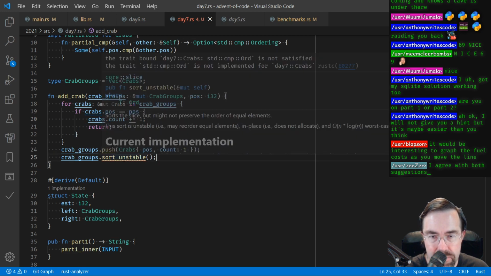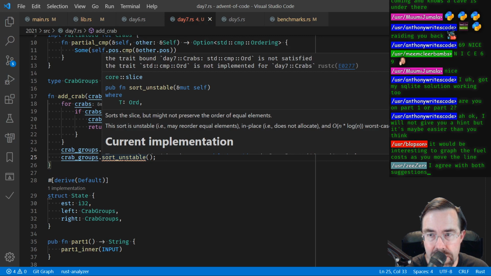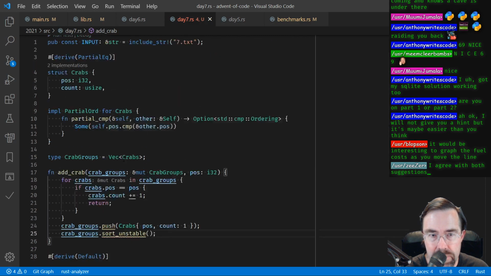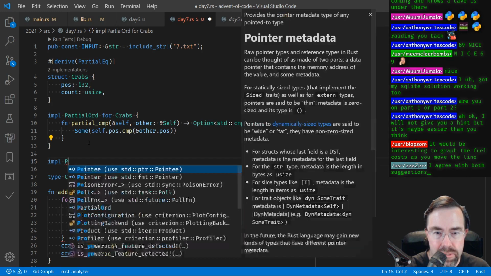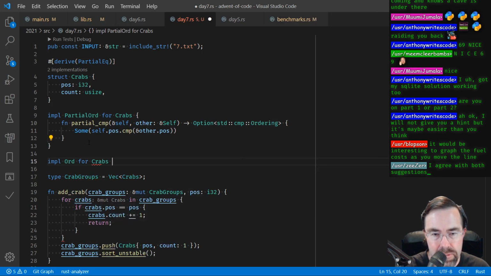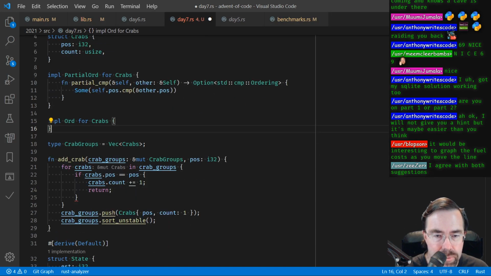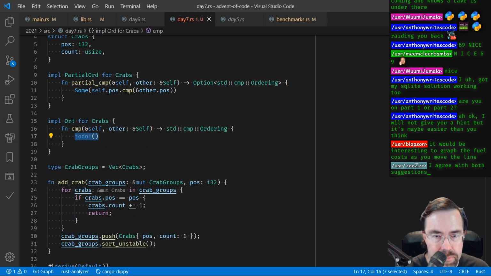And what's wrong with my sort here? ORD is not satisfied. Really? I have to implement ORD? Okay, fine. Implement ORD. But that was the idea. And the sorting is important because when we are moving our estimate and we hit the edge of a group, we need to know which group that is quickly. So I figure I'll want to keep my groups sorted.